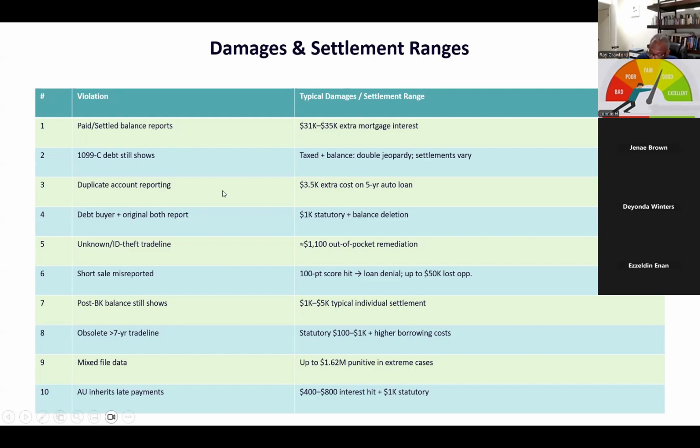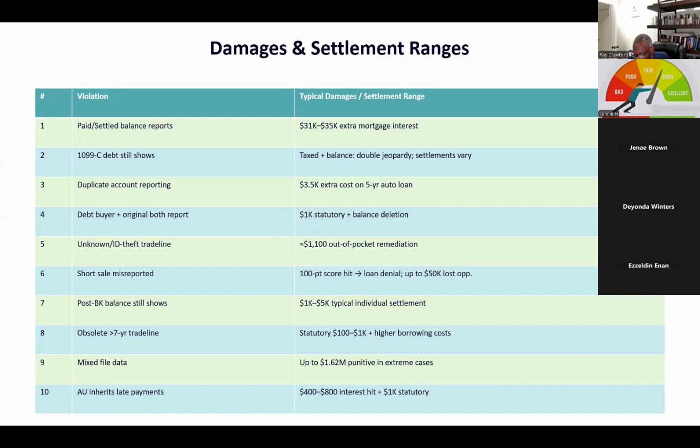So account reporting. So this will drop someone's score, and on an average car, it's going to add approximately $3,500 extra. So these are the type of damages that the law firm is going to talk about. And then there are also these known things. So the debt buyer, they get $1,000 just for statutory damages, plus the balance is deleted. So that's what the consumer gets.